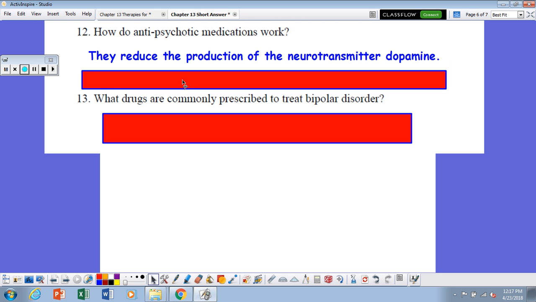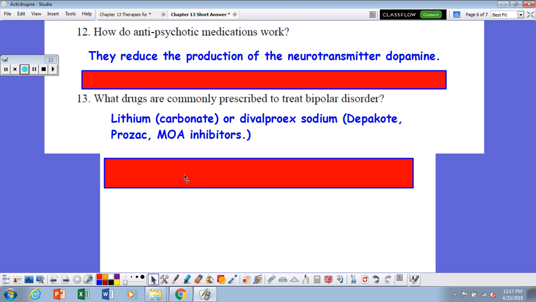Number 13, what drugs are commonly prescribed to treat bipolar disorder? And that would be lithium or divalproex sodium, and that would include things like Prozac or MAO inhibitors.